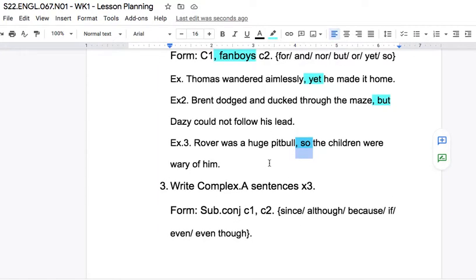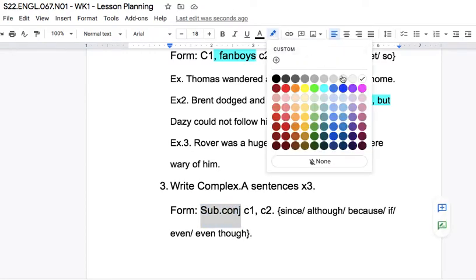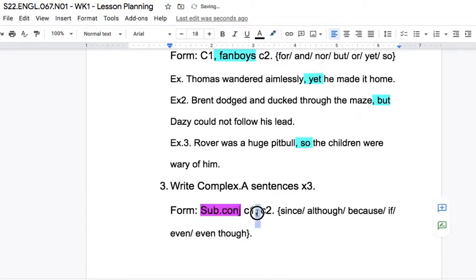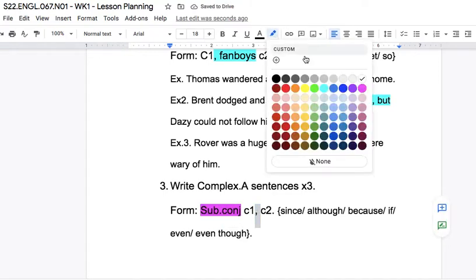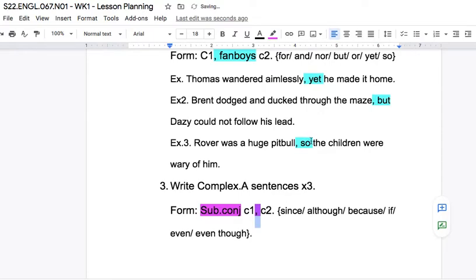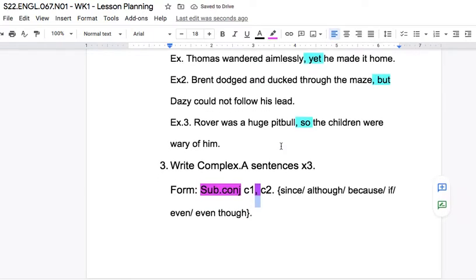Now remember, these ones are always going to have a subordinate conjunction at the beginning, then clause one, then we have the comma in the middle. So I'll actually just highlight the linking elements within the formula. And for this formula, the complex A formula, both the subordinate conjunction and the comma are part of that linking tool.